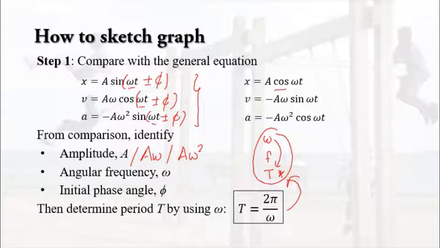Other than these three equations, of course you can have equations with cos, but just plus minus phi. What you can do is just add plus minus phi at the end. So you choose either one of these equations and then try to extract the information needed for your graph.